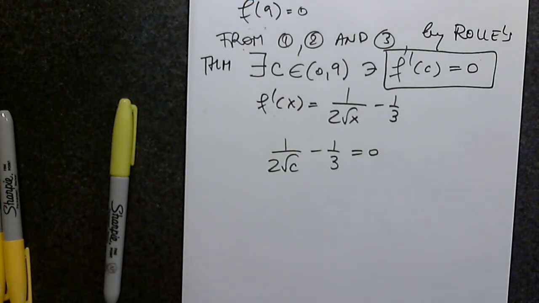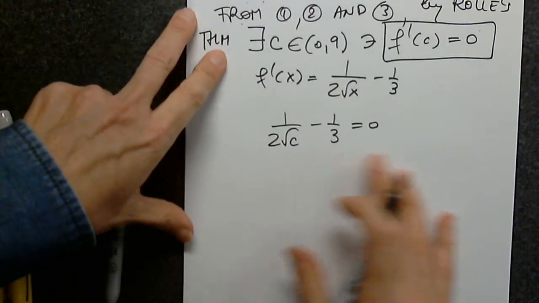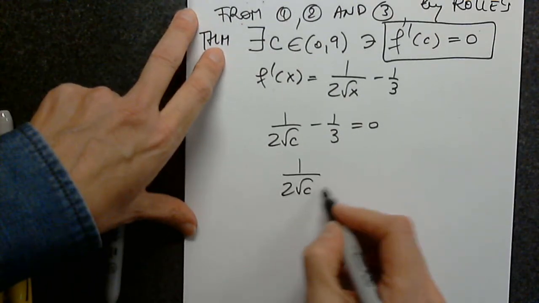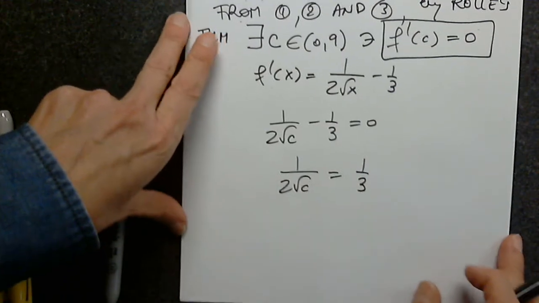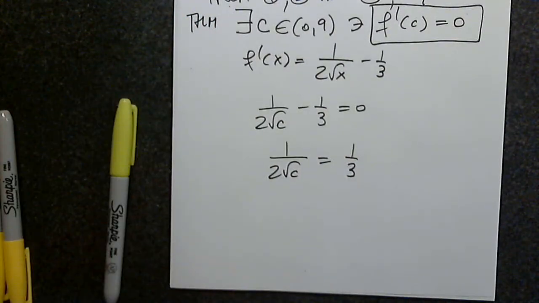And now I will solve for c. And whatever I get, 1 or 2 or 3 numbers, they must be where? Guaranteed by Rolle's theorem. Between 1 and 9. Between 0 and 9. Yes, very good. So then I will move 1/3, so 1 over 2 the square root of c equals 1/3. If two fractions are equal and their numerators are equal, what must happen?